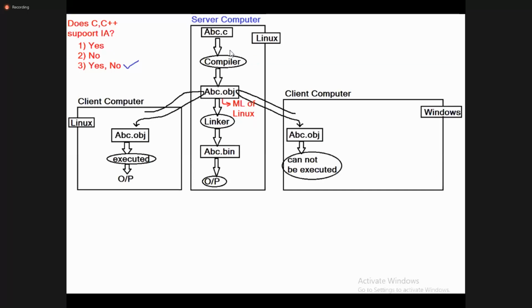does C and C++ support internet applications? What's your answer? Yes, no. If the client operating system is the same as the server operating system, it supports. If the operating system is different, it will not support. This is the story. Tell me, now you got a requirement of developing internet applications. Then will you use C and C++?